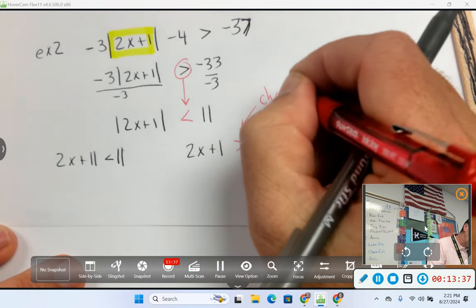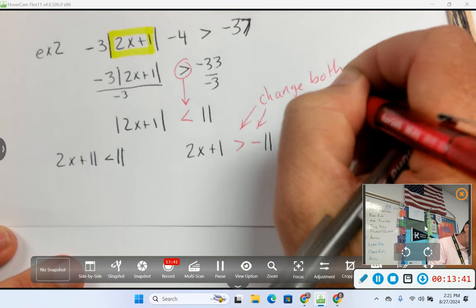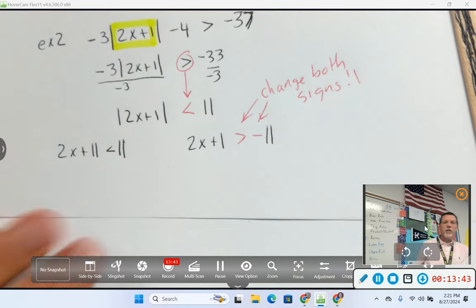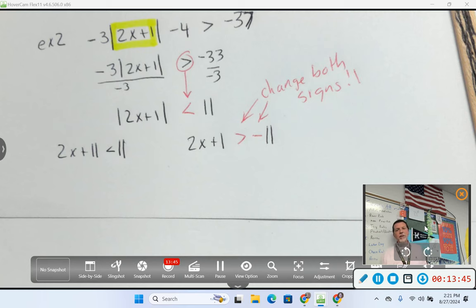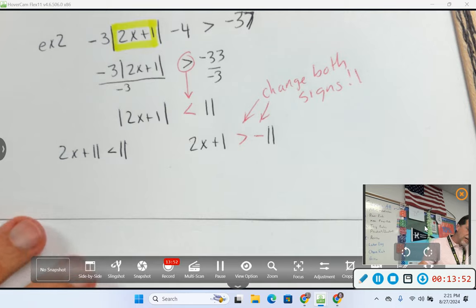Change both signs. I'm going to keep writing that. It gets a little old. You don't need to write it every time, but I figure if I write it every time in notes, maybe when we get to the test, people won't make that mistake.